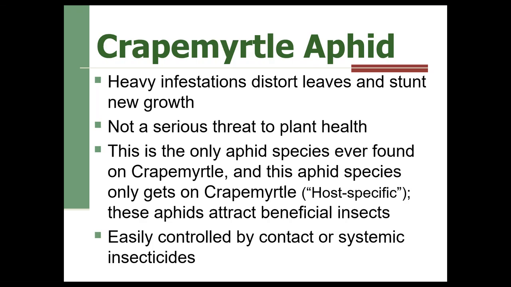Now, there is an interesting twist. If you would be willing to accept one ugly aphid-infested crepe myrtle in your landscape, you could use it to attract beneficial insects, which then might be able to control other pests that are in the nearby landscape as well. That's something that we have been playing with here in Florida for a while, and we'd like to develop that into a tool to help control other pests in the landscape. Nonetheless, if you do choose to control crepe myrtle aphid, it is relatively easily controlled.